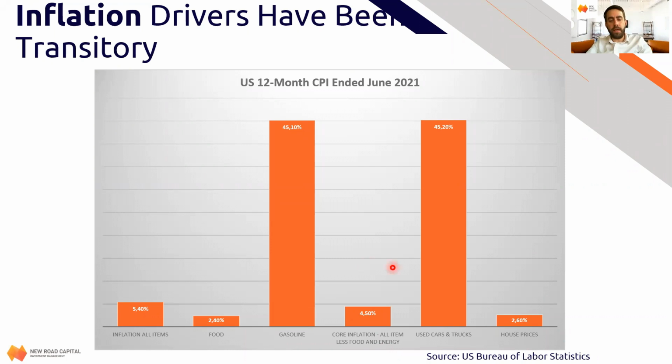And also, if you take core inflation, which excludes energy and food, because those are notoriously quite volatile, core inflation is coming in at 4.5%. So definitely you've seen an increase in inflation. And now you've got a lot of people saying, is this the start of this massive structural inflation? It's not necessarily going to be the case, because a lot of them are transitory components that are coming into that.